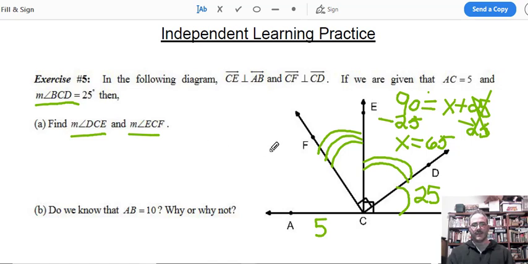How do I find ECF now? ECF, how do I find this one? Well, I know that ECD, which I already found, 65, is complementary to this other angle here. I know that these two will add up to 90. 65, and we'll call it Z. 65 plus Z will equal 90, right? Because they're both on a right angle. So 90 will equal Z plus 65.